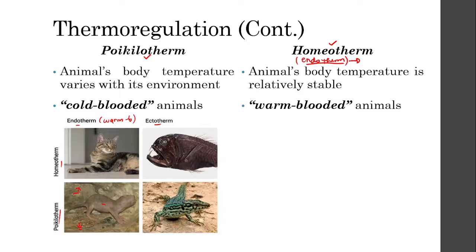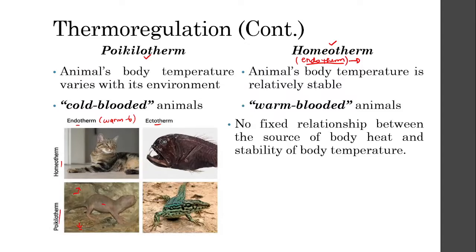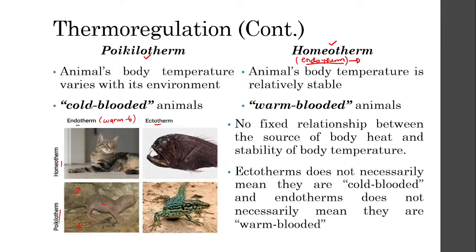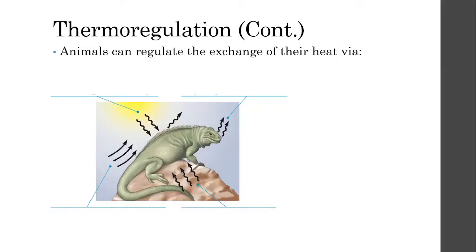So please do not get confused by these four words: endotherm, ectotherm, homeotherm, and poikilotherm. This is what I just mentioned: there's no fixed relationship between these four. You can be an endotherm and still be a homeotherm or a poikilotherm. Okay, so I hope that is clear. Next, let's talk about how animals can regulate the exchange of heat with their environment.